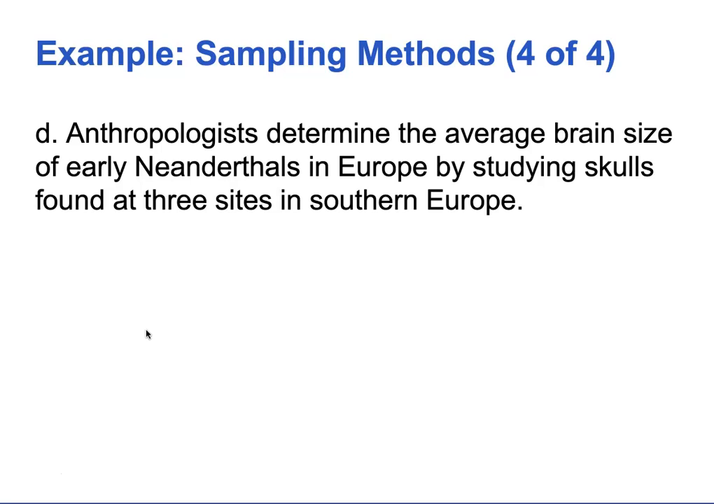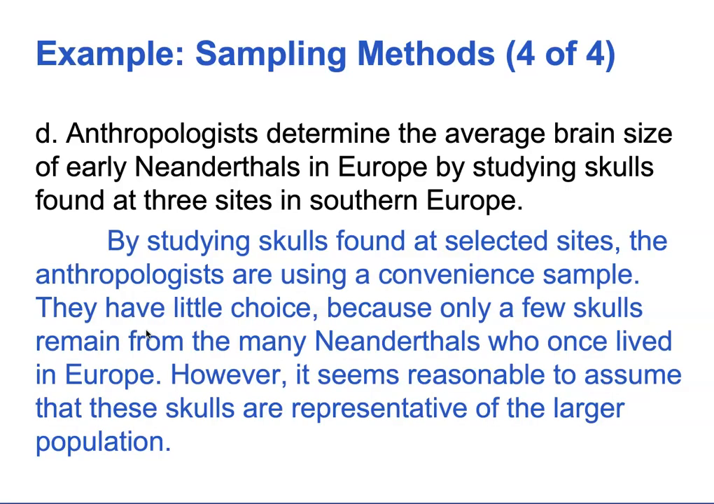Anthropologists determined the average brain size of early Neanderthals in Europe by studying skulls found at 3 sites in southern Europe. Okay, so they're looking at average brain size, and they're going to use skulls that are found at 3 sites already. By studying skulls found at selected sites, the anthropologists are using a convenience sample. They have little choice because only a few skulls remain from the many Neanderthals who once lived in Europe. However, it seems reasonable to assume that these skulls are representative of the larger population.